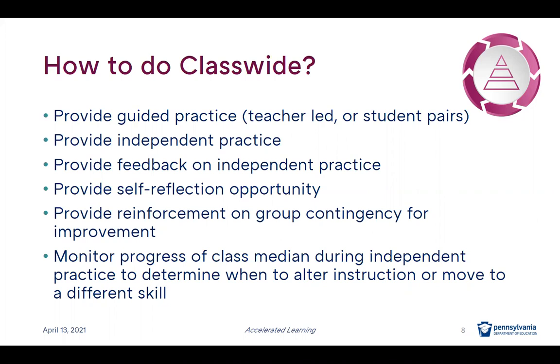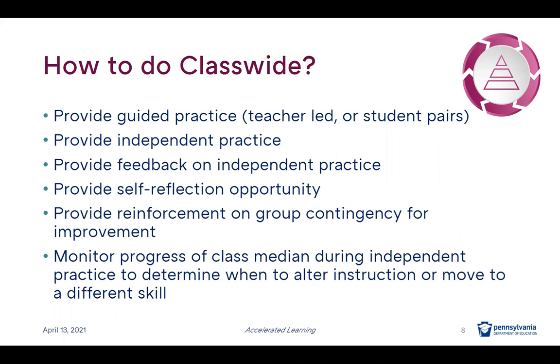Additionally, we want an opportunity for self-reflection. Each student should have a chance to review the feedback they've been given and reflect on their own learning. In addition, this is a group intervention. The entire class is receiving class-wide intervention, so we want to make sure that the reinforcement is provided to the entire group. It's important to reinforce the proper behaviors and to maintain engagement in class-wide intervention.